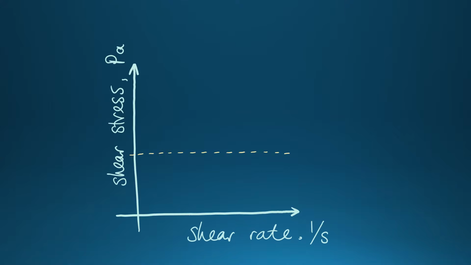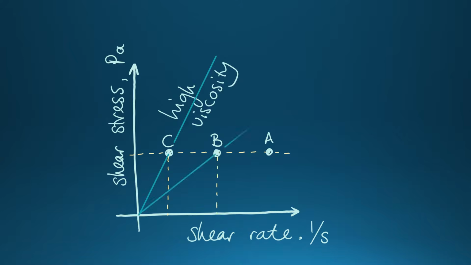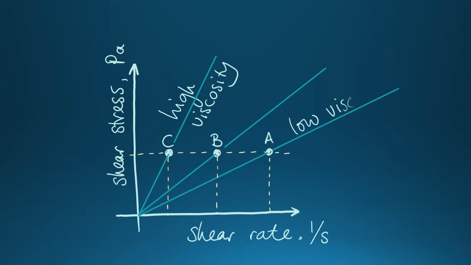The usual way to draw this is to have shear stress on the vertical axis. In this case, all three liquids had the same shear stress. The horizontal axis is the shear rate, and the three liquids flowed at different rates. C flowed the slowest, and A was the fastest. The viscosity of each liquid is defined as the shear stress divided by the shear rate. The viscosity of C is highest, and the viscosity of A is lowest.